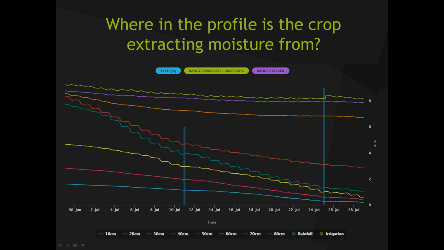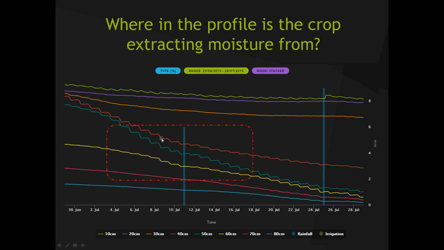The data shown here is from a dryland barley crop. We are looking at 1 month of data in a stacked graph. The stacked graph shows soil moisture levels from the top to the bottom of the probe. In this example, from 10 centimetres down to 80 centimetres. We can see by the flat lining here that the crop has extracted all the moisture it can out of the top 30 centimetres.